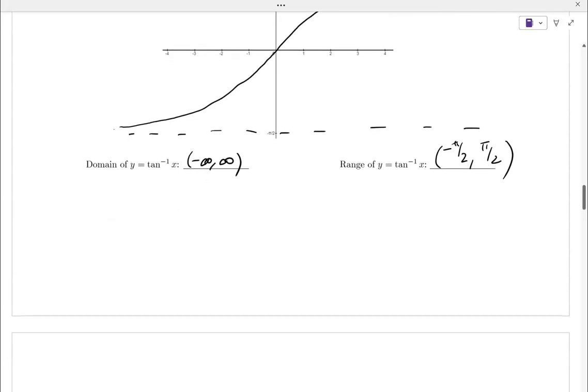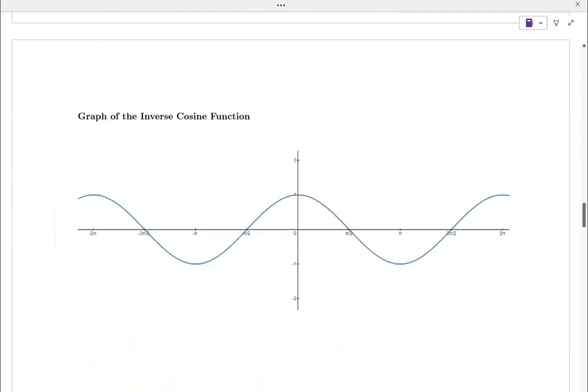Questions on that? Yes. You can write, yeah. We usually like to write things in interval notation, so that's why we do it that way. But you can say, yeah, in this case, it's all real numbers. That's right.